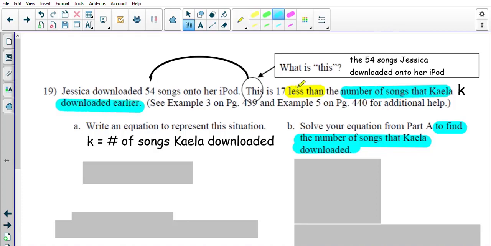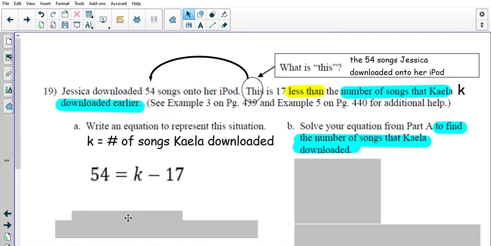So 17 less than K is K minus 17. We need to set that equal to the 54 songs that Jessica downloaded. So 54 equals 17 less than K, K minus 17.